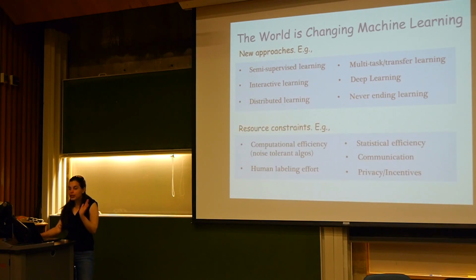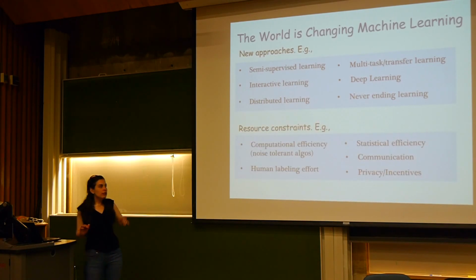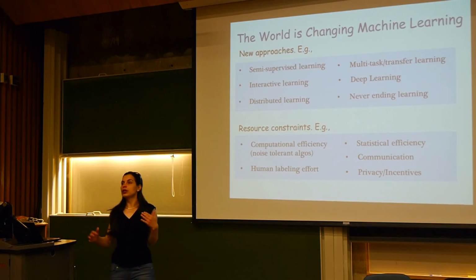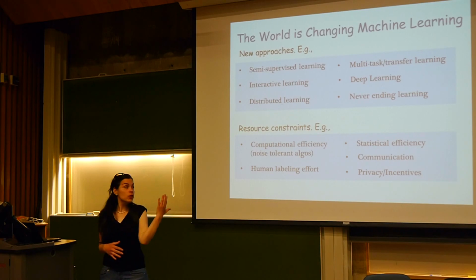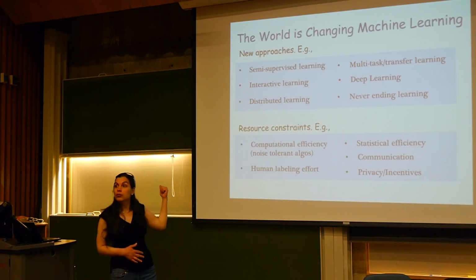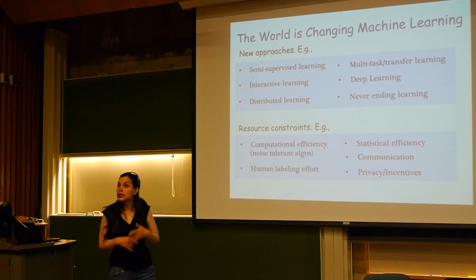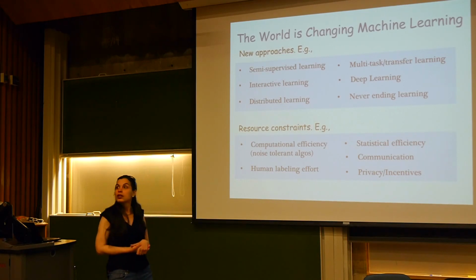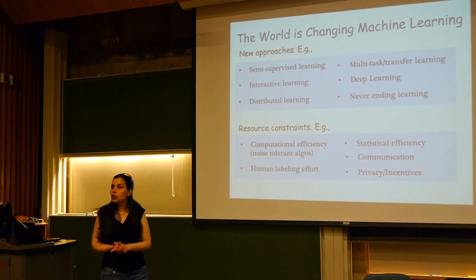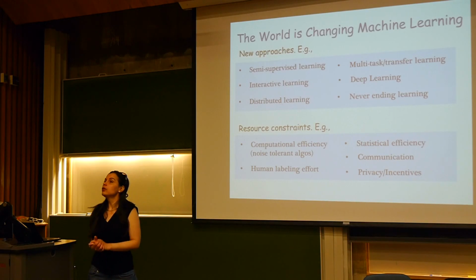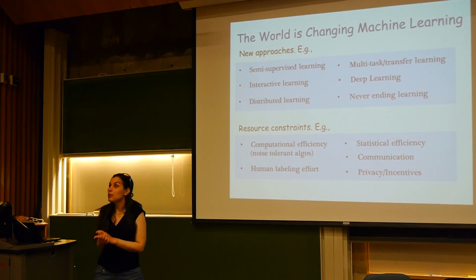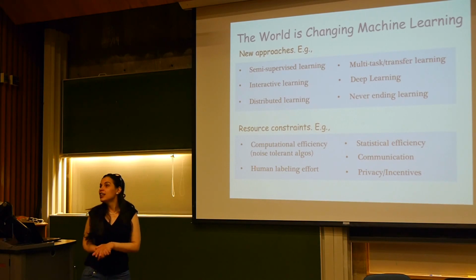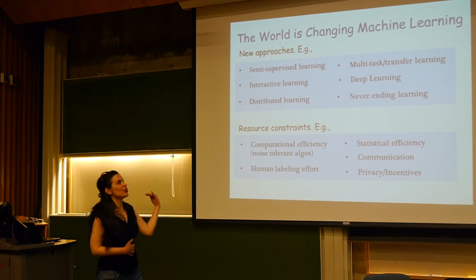And one thing that I find particularly interesting is that each of these approaches brings up a new set of resources and constraints that we have to worry about. Right, so classically, the two constraints we would think about are computation and the amount of data, potentially labeled data, right? But now suddenly we have to think about many more resources and constraints.